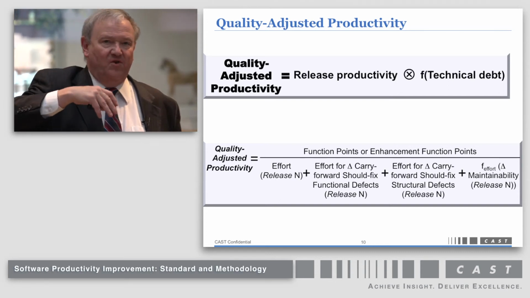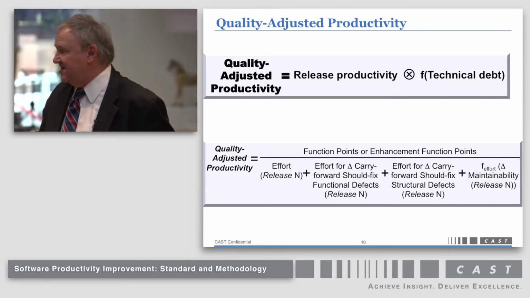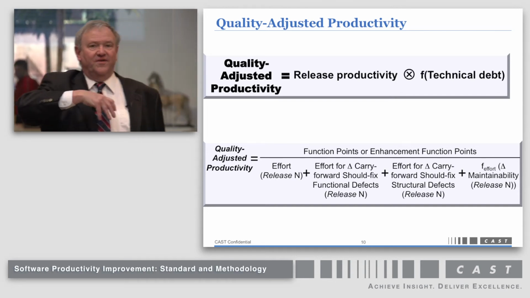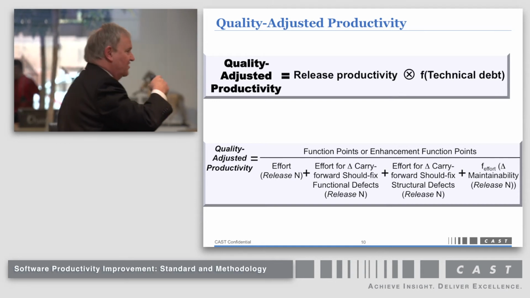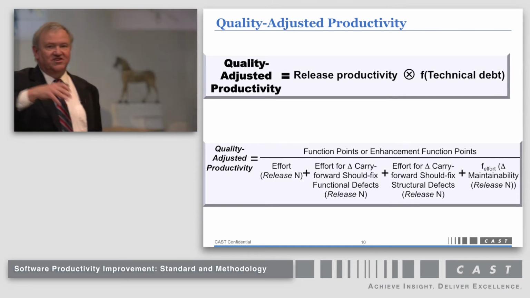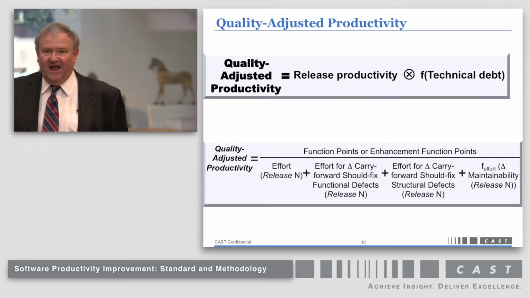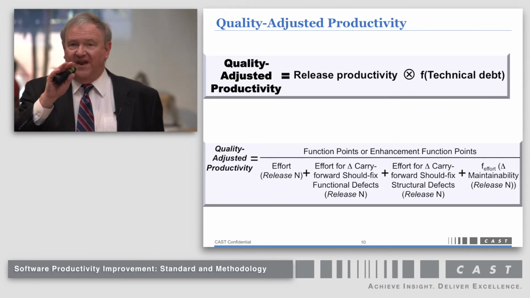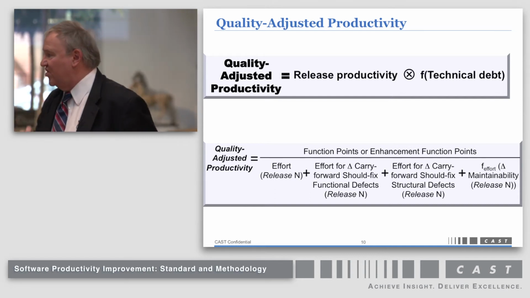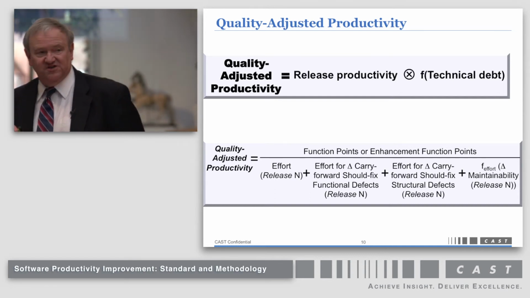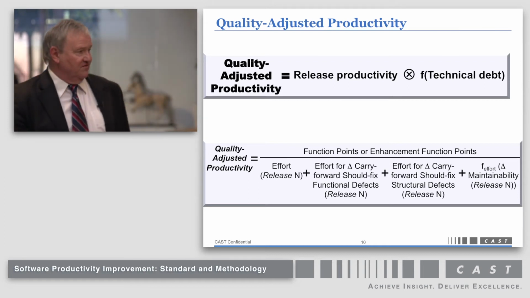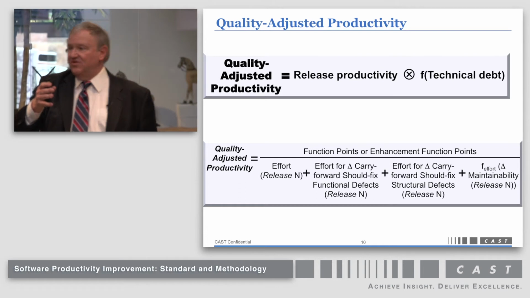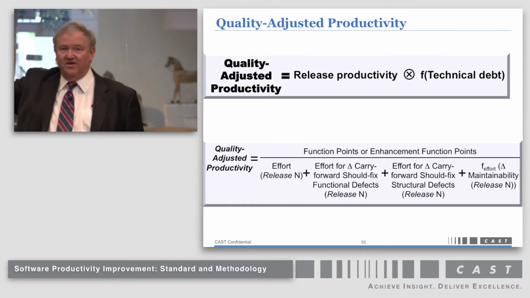So I'm looking, and don't worry about the formula, it's a bit much to read, but the fact is I'm taking effort and I'm looking at the number of defects I get in testing that I know I'm not going to fix now, but I have to fix in the future, the number of defects or violations I see in structural analysis that I have to fix in the future, and I might even want to look at the amount that I've reduced the maintainability of the code by, because that just means my developers are going to be less productive. So if there's an increase in complexity based on what I did in this release, it's just going to make it harder to work with in the future.